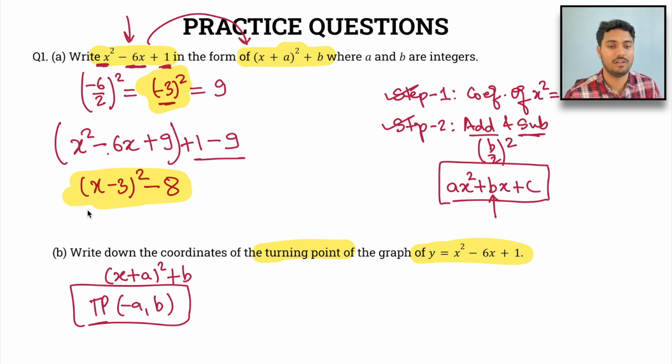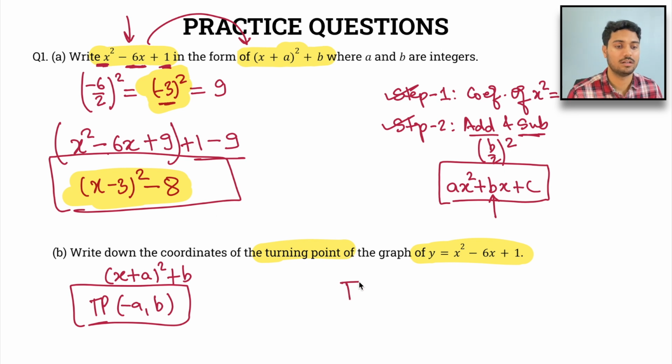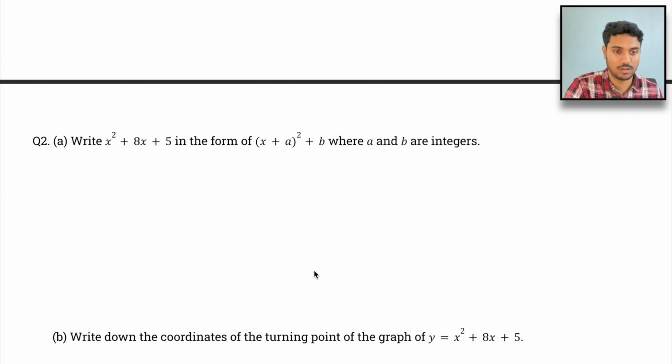So in this case, we have written this as x minus 3 the whole square minus 8. That means the turning point is going to be 3 comma -8. Why 3 comma -8? This -8 will be written as it is, and we have to change the sign of this value, which is -3, so it will be changed to +3. Let's move on to the next question now.